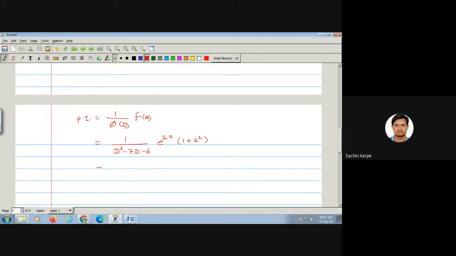So now let me write phi of D in its factored form. From the roots I can write it as D plus 1, then D plus 2 and D minus 3. Please ask if any doubt.